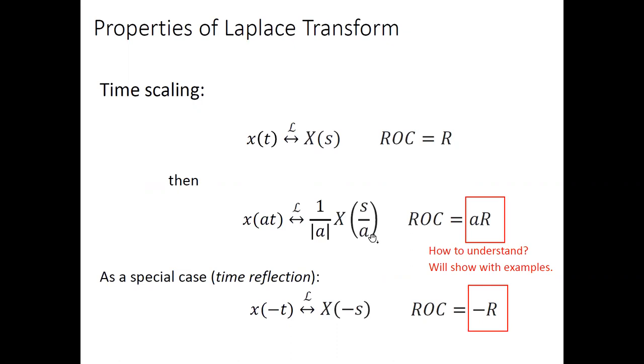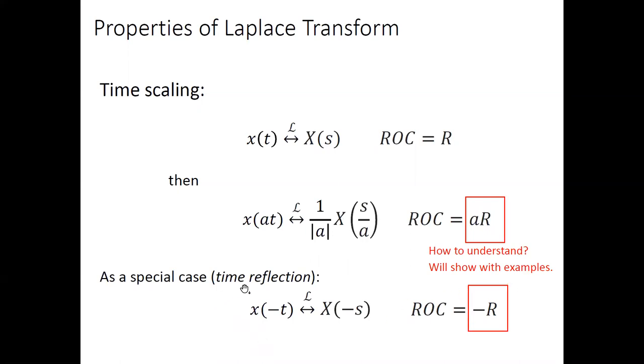This is again very similar to the Fourier transform. In the Fourier transform, we have X of j omega divided by a, multiplied by 1 divided by the absolute value of a, if you check the slides of the last chapter. But one thing which is a little bit harder to understand is the region of convergence. How does the ROC change? Here I write the new ROC as a times R. So how to understand a times R? Later we will show it with examples.